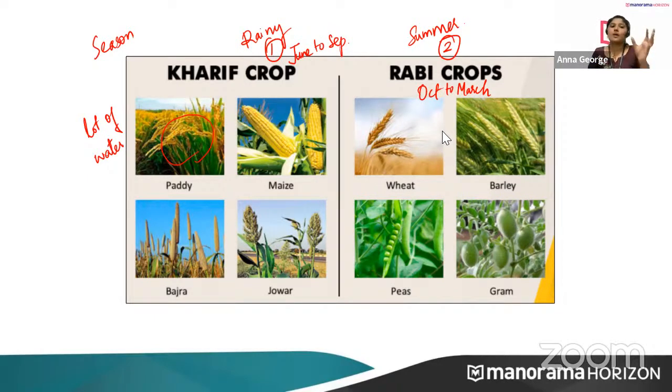So these are some examples of kharif crops: paddy, maize, then soya bean. These are other examples. And for rabi crops, what are the examples? Wheat, barley, pea, gram, mustard, etc. So these are the basic differences between kharif crops and rabi crops. Is this clear? Everyone, is it clear?